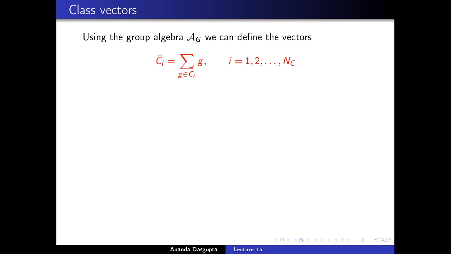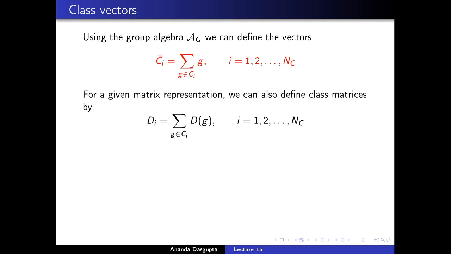So just as an example, in S3, you had 3 classes. C1 had only the identity in it, so the C1 vector would just be the identity. Remember, within the context of the group algebra, the group elements are also vectors. For C2, the second class, we could take the 2 non-trivial rotations, D and F. So the C2 vector would simply be D plus F. For C3, the third class, we have A, B and C, the 3 reflections, and the C3 vector would simply be A plus B plus C. So these are our class vectors.